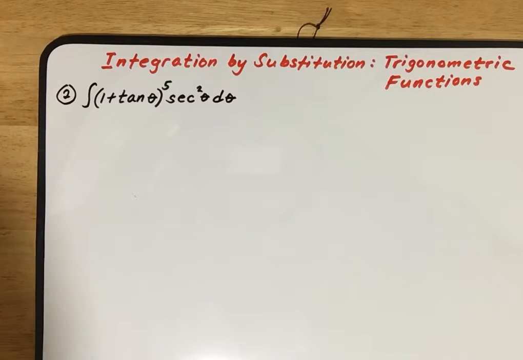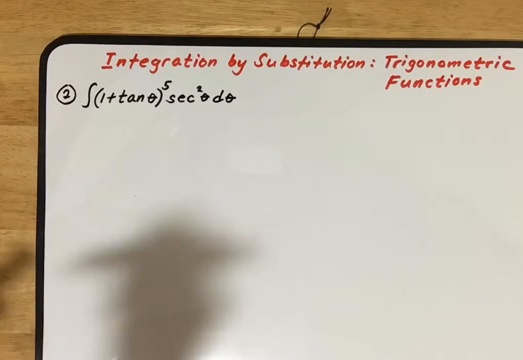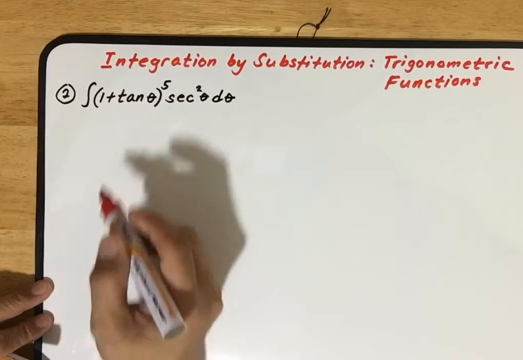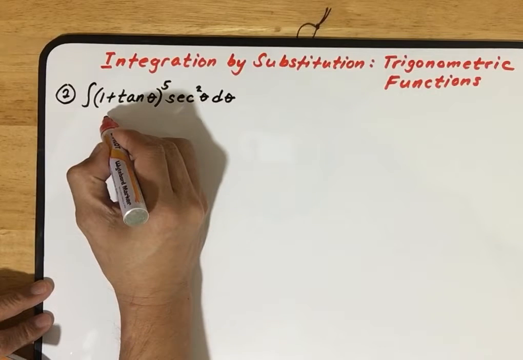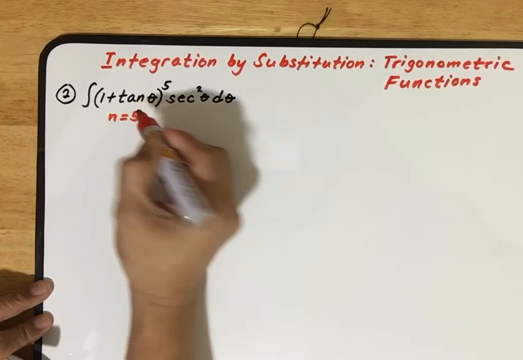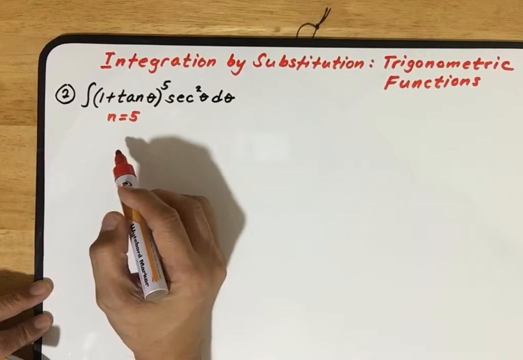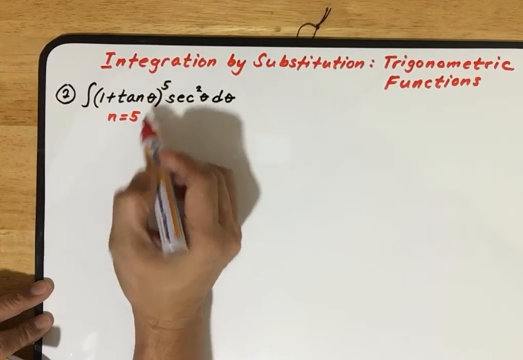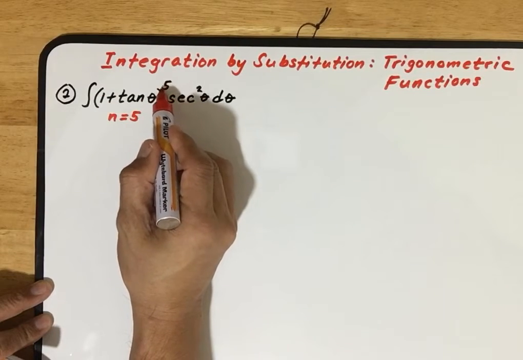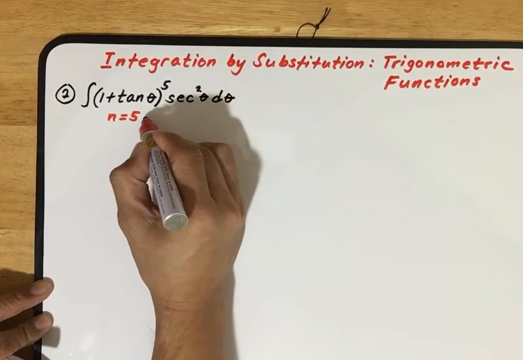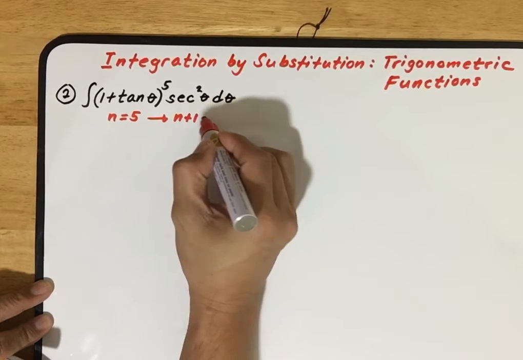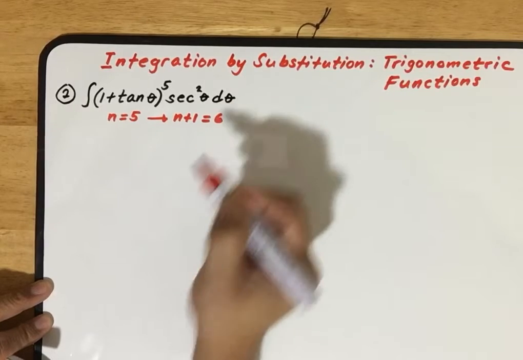So now we are going to identify what is our u, and also what is our n. In this given, our n is equal to 5. As mentioned last time, n can be found outside the parentheses as the exponent. In this case, we have this parenthesis, so the exponent is this one, the 5. So this is our n. Then our n plus 1 is equal to 6.